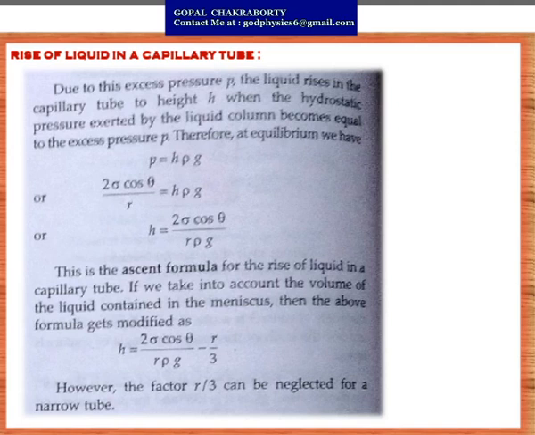If we take into account the volume of the liquid contained in the meniscus, then the above formula gets modified as H equals 2 sigma cos theta by R rho g minus R by 3. However, the factor R by 3 can be neglected for a very narrow tube.